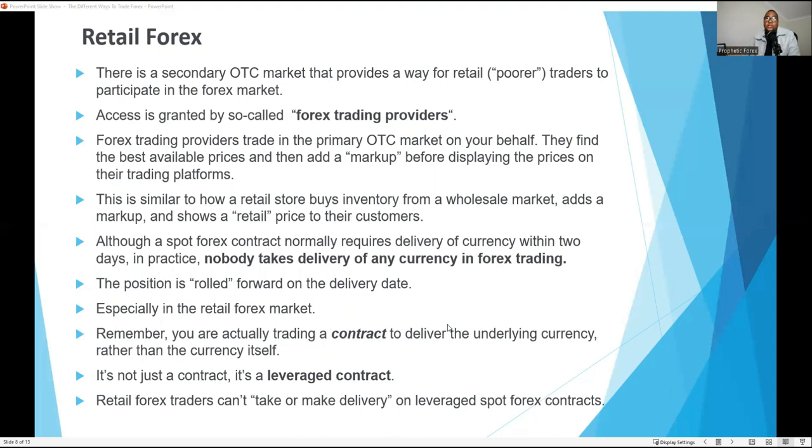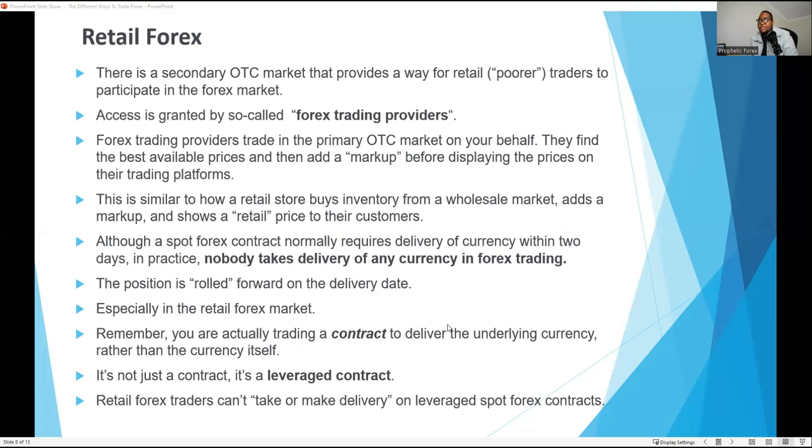Okay, so now we want to talk about retail forex, which is exactly where you and I fit in the market. Now, there is a secondary OTC market that provides a way for retail traders to participate. Okay, so we're not as rich as other traders. When they're interviewing traders, like an options trader, they're very wealthy in the sense that they are established and have businesses and all of that. But when you talk to retail traders, it sounds a bit dodgy when you try to find out their net worth. But that's another topic for another day.